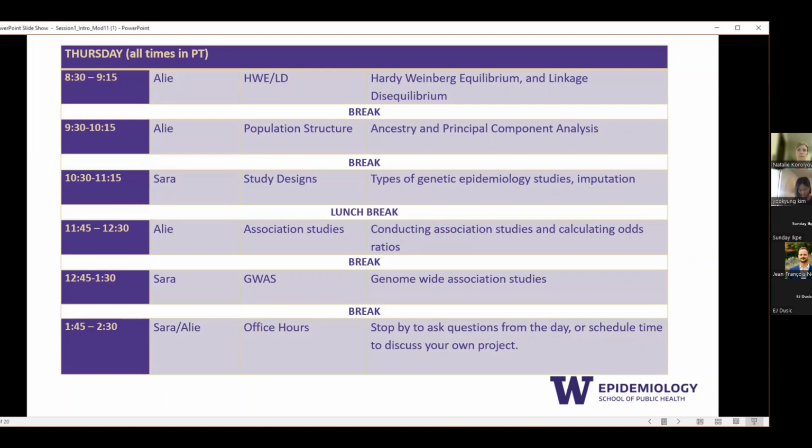Tomorrow we'll get a little bit more into specialized methods. So we'll start the day talking about some of the nuances of genetics that make it both really exciting and really challenging to study. So Hardy-Weinberg equilibrium, linkage disequilibrium, and elements related to human ancestry and principal component analyses. We'll talk about how to do studies next. So types of study designs, talking more in depth about specific association studies and how to interpret those results. And then moving into genome-wide association studies, which is one of the key tools in genetic epidemiology.